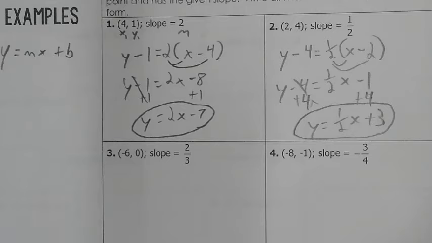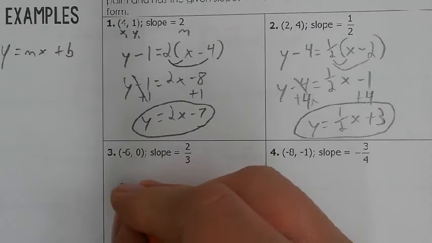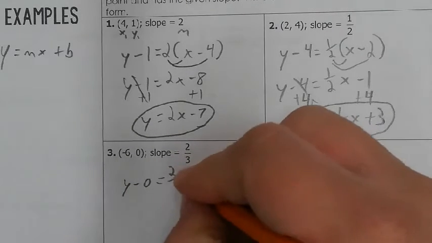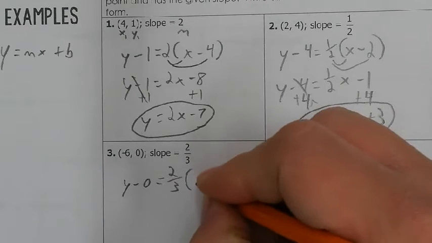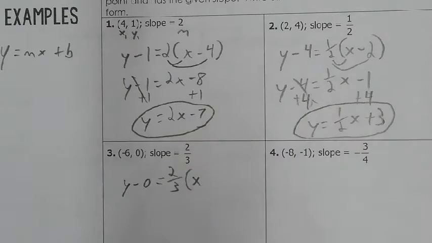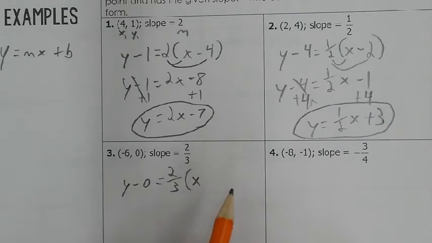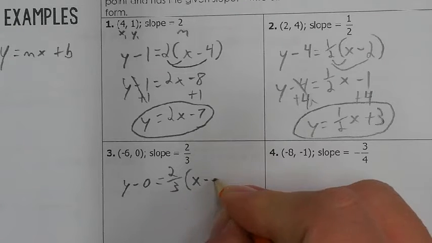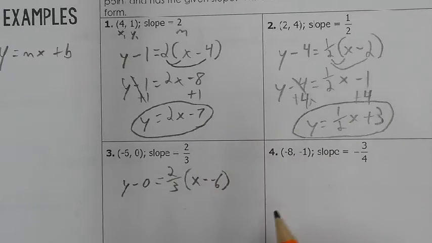Number 3, I'm going to do that one with you because it has a 0 and because it has a negative. So we're going to do y minus our y1. What's our y1? 0 equals 2/3 x. And it's always been minus. Well, what do we know about minusing a negative? It's the same thing as adding a positive.